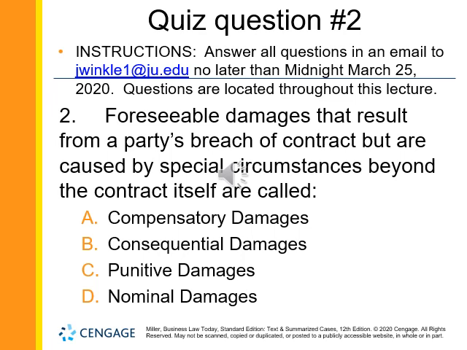Number 2, foreseeable damages that result from a party's breach of contract but are caused by special circumstances beyond the contract itself are called A, compensatory damages, B, consequential damages, C, punitive damages, or D, nominal damages. Make your selection and make sure that you have the number 2 by the letter that is your choice in the email that you're going to send to me by midnight on March 25th.